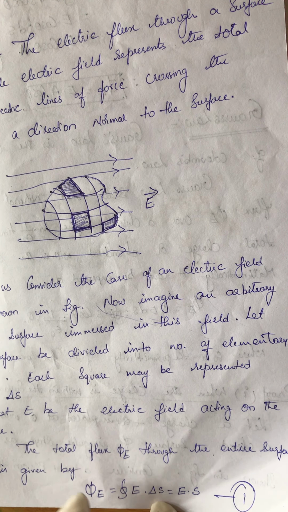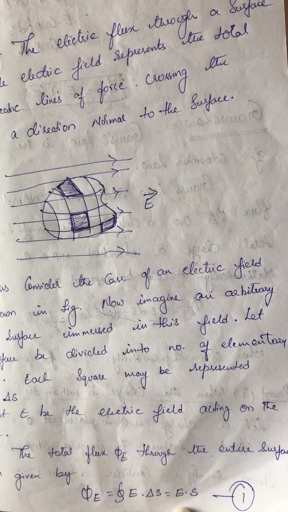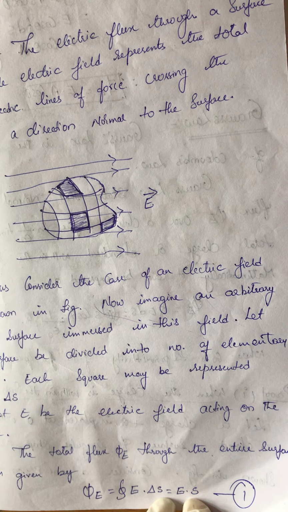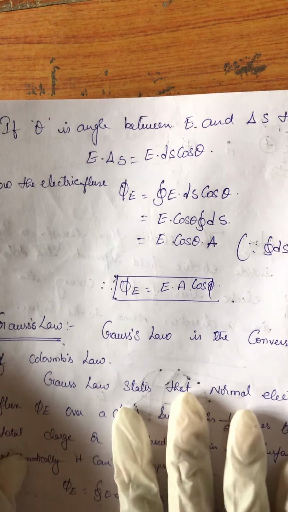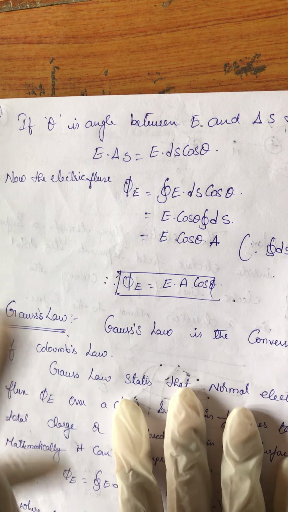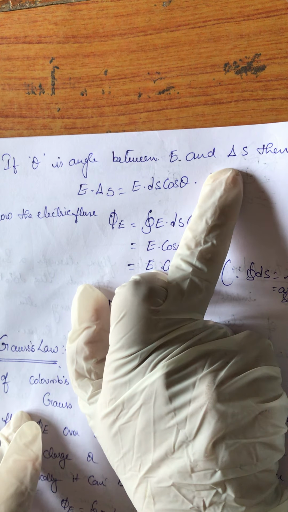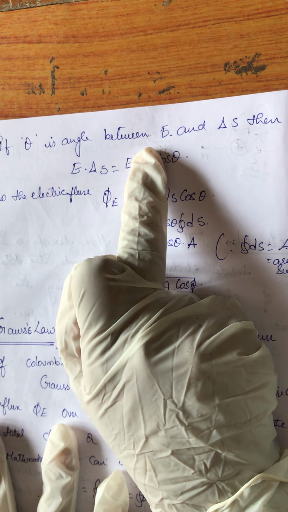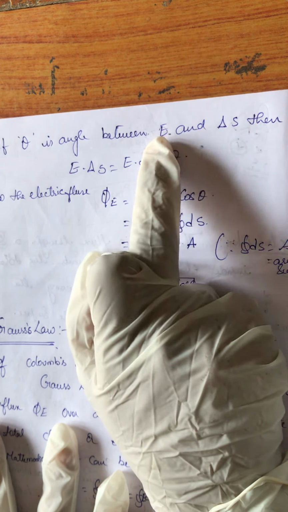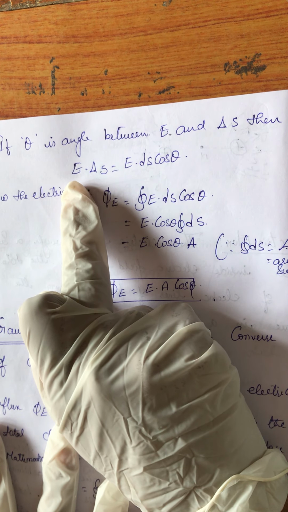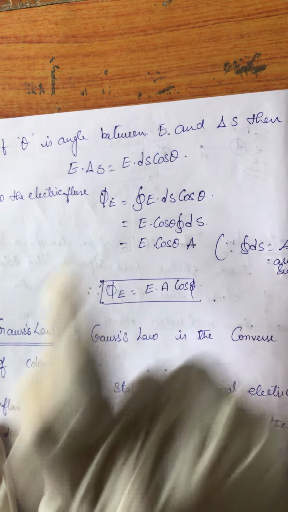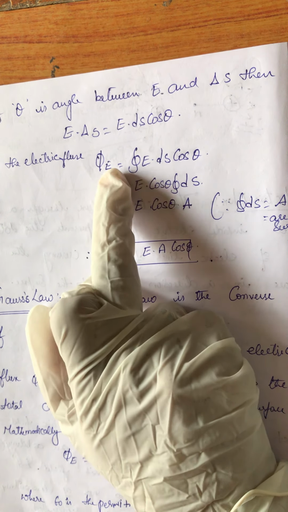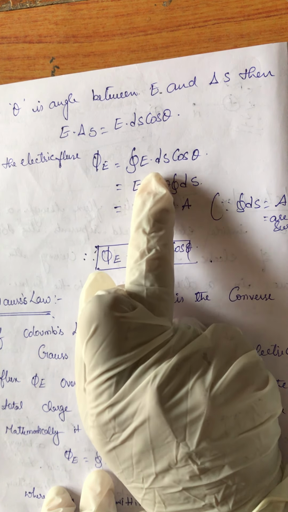We can write that E into integral dS is nothing but the total surface area. That's why we have written capital S. Phi E equals ES. Next see, suppose theta is there in between E and dS. Just now we considered one surface delta S and E is the electric field. There is an angle between these two, then we can write E dot delta S as E dS cos theta.